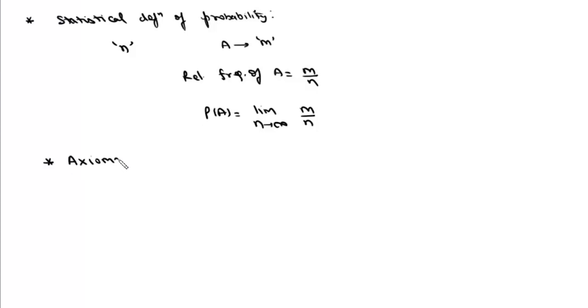event A has occurred m times, then this ratio m by n is called the relative frequency of A. So we'll define something called relative frequency of A. So relative frequency of this event A will be m by n, and probability of this event A will be this limit, n tends to infinity, m by n. That is, when n is sufficiently large, this relative frequency is equal to probability of this event A. And the second definition is the axiomatic approach to probability.